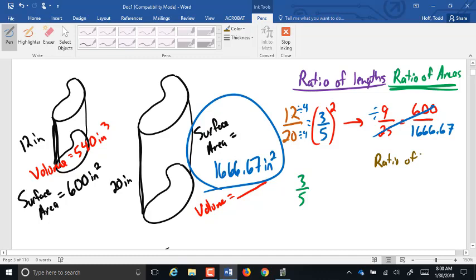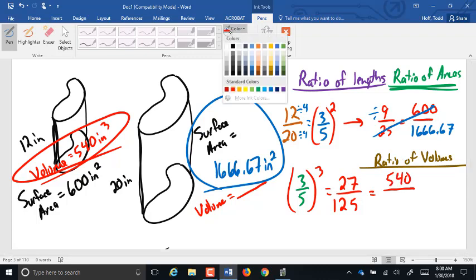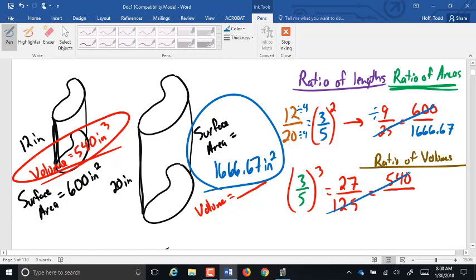we need to do what? Cube it. What is 3 cubed? 27. 5 cubed? 125. Very good. Over here, where does the 540 go? On the top. That is from the smaller figure. So then, cross multiply and divide. 125 times 540 divided by 27. Is that 2,500? Cubic inches of volume.